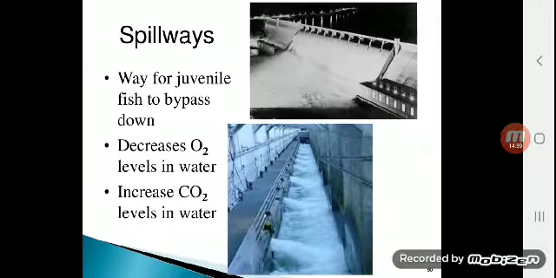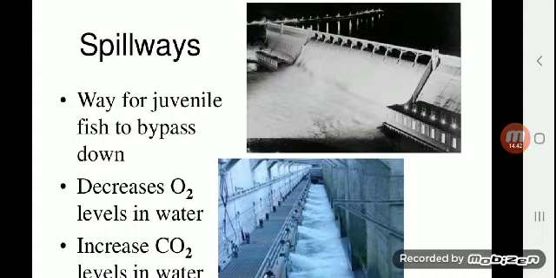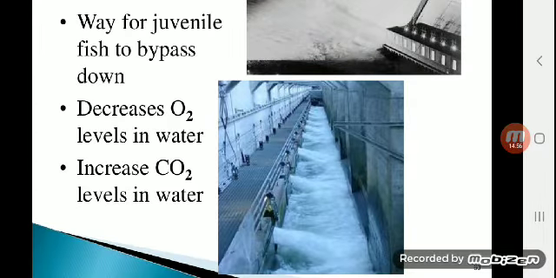So what do spillways do? Other advantages are a way for juvenile fish to bypass downstream. We don't want fishes to be trapped inside the channels or in the turbines, so they should be passed using these spillways. It decreases oxygen level in water, that is one of the disadvantages, and increases the CO2 level in water. Carbon dioxide is increased because of these spillways, because there will be a lot of turbulent flow in these channels, and it will ultimately make O2 disappear and produce a large quantity of CO2 there.